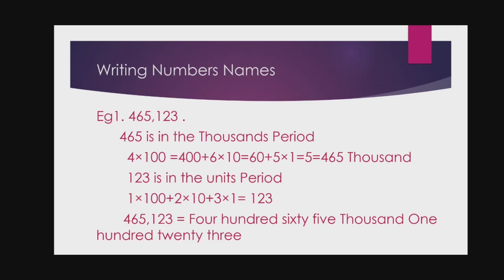Next, the digits 1, 2, 3 are in the ones period. 1 is in the hundreds place, 2 is in the tens place, 3 is in the ones place. So 123. Together, 465,123 is the number name of the given number.